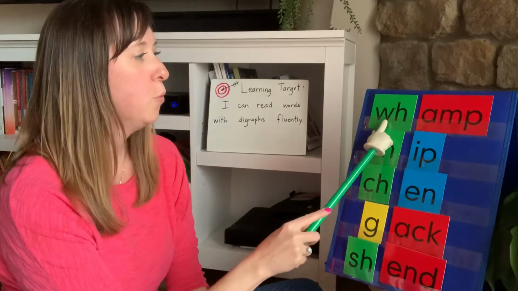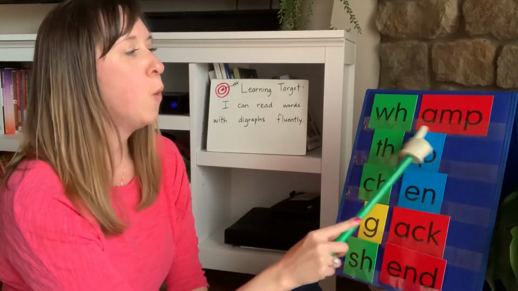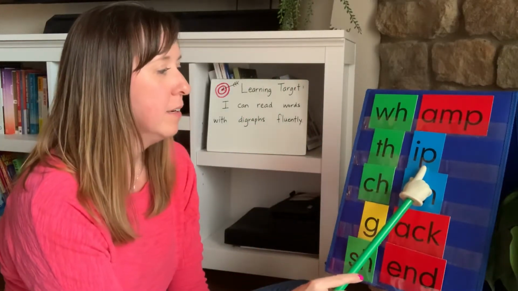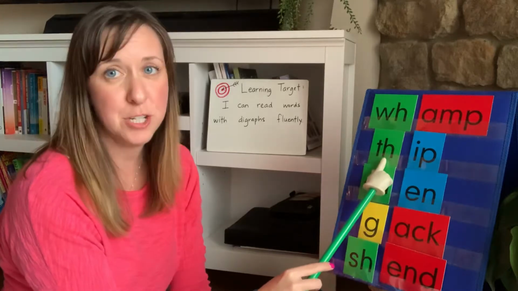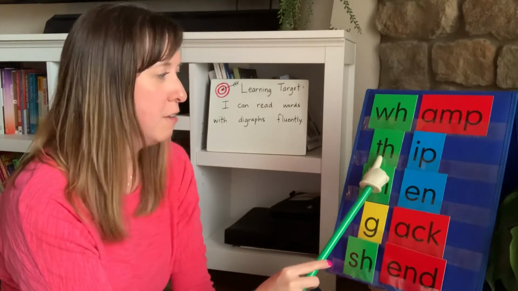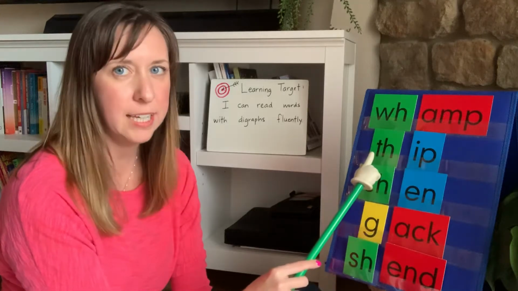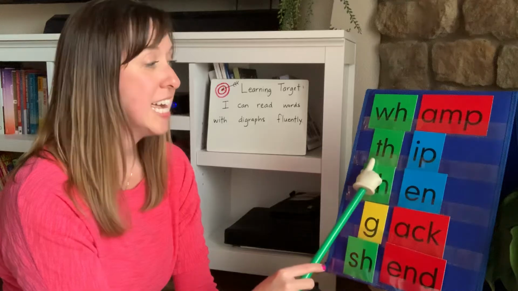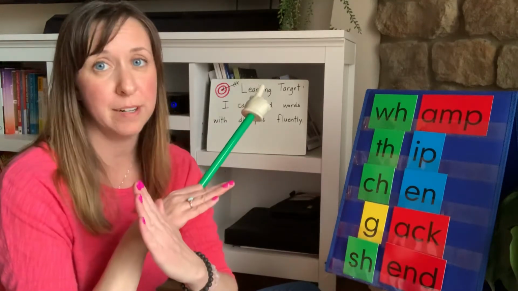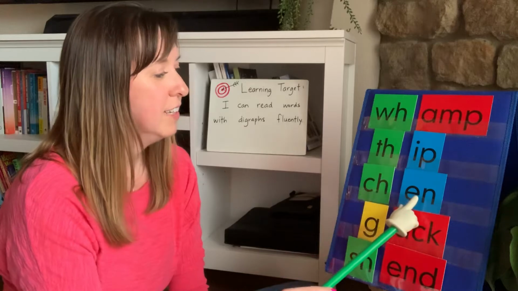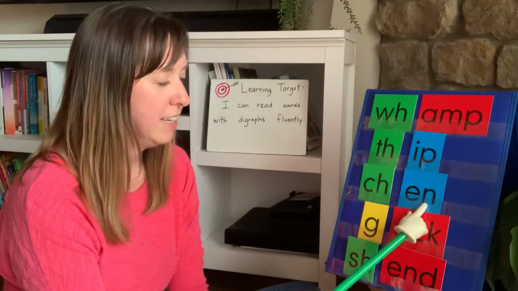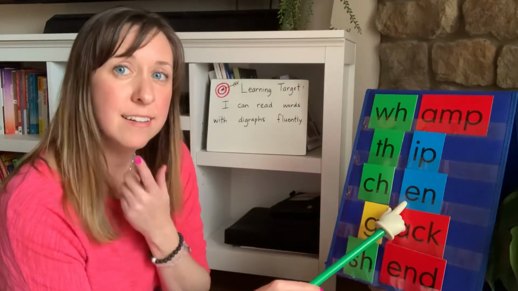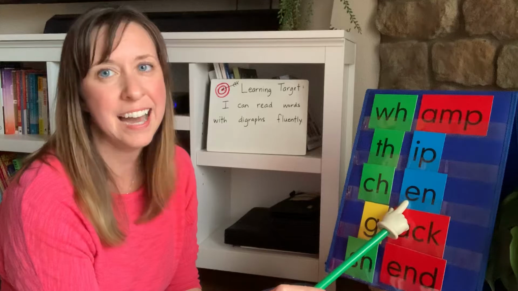So here we go. W, amp, wamp. Not a real word. V, ip, vip. So I just read that with the voiced TH sound. Let's try it again with the unvoiced TH sound. Th, ip, thip. Still not a real word, but it was cool. Ch, en, chen. Not a real word. Very similar to chin, but that would be an I sound.